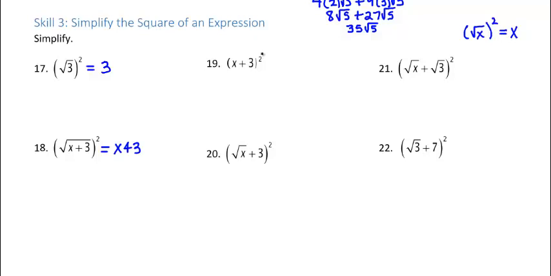X plus 3 squared, remember that is squaring a binomial, so we would have either x plus 3 times x plus 3, or you can apply a squaring pattern, but the idea is that we distribute to get x squared plus 3x plus 3x plus 9. So this is x squared plus 6x plus 9.